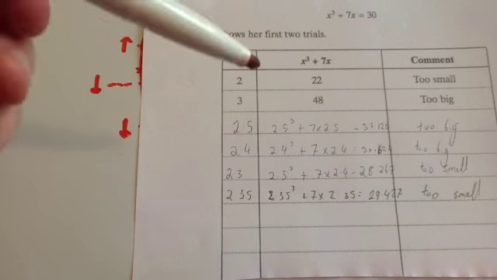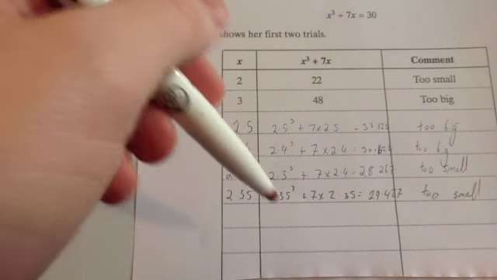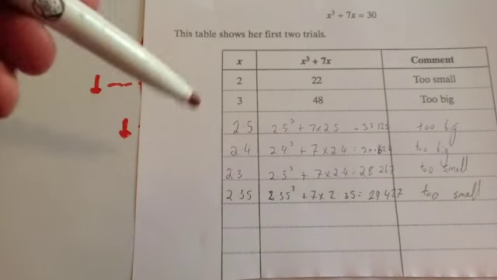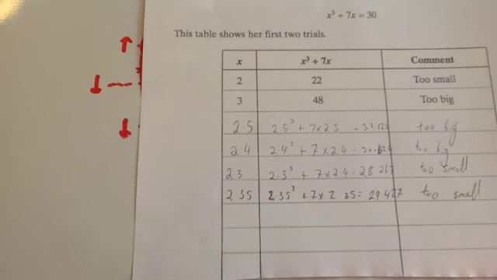If you had to get your answer to 2 decimal places, you would then carry on. You would do 2.36 and so on. You'd keep on going, and you'd find the 2 consecutive ones that are either side of your solution, and then you would do a checker to 3 decimal places in the middle.